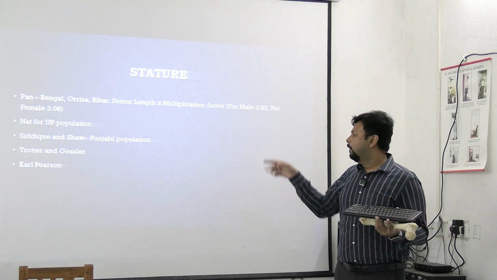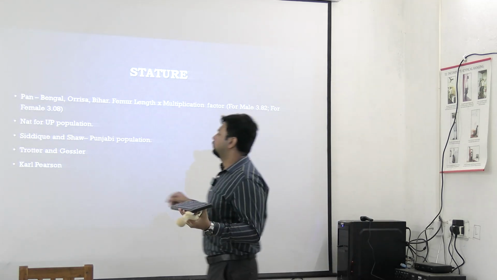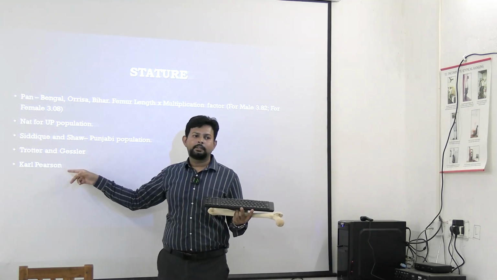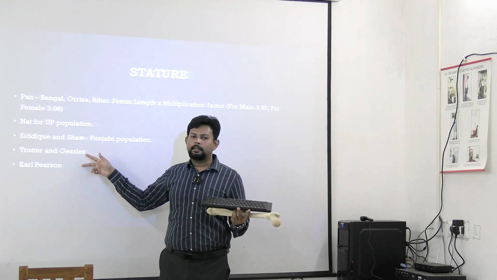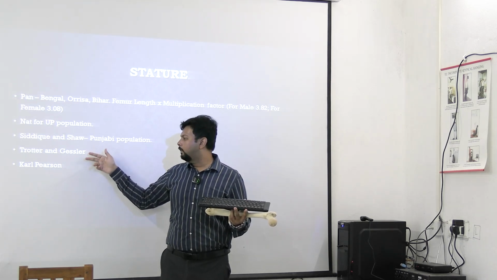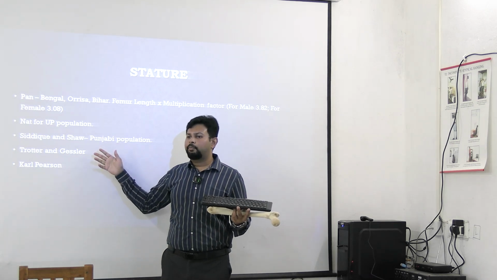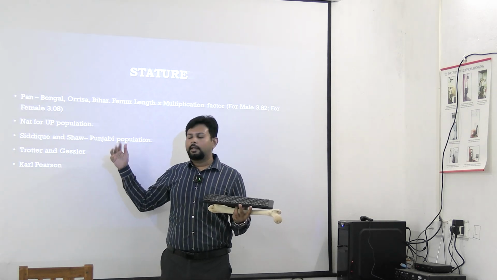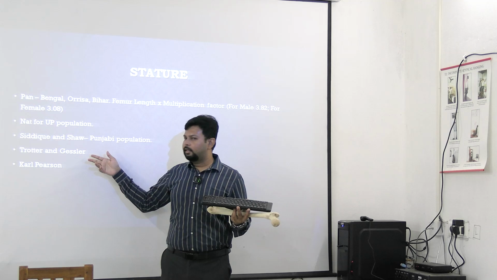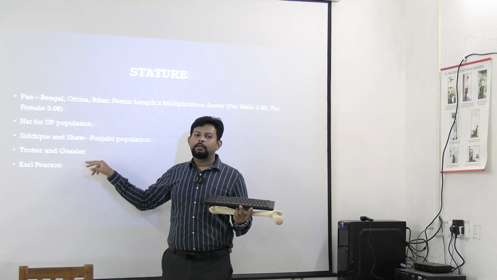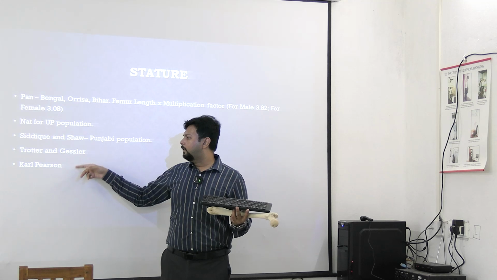Okay. You have to remember these two names also, Trotter and Gessler and Carl Pearson. These are international, they have got the multiplication factors for the international population, like Europeans and Africans and all. So these two names are important. Trotter and Gessler and Carl Pearson.